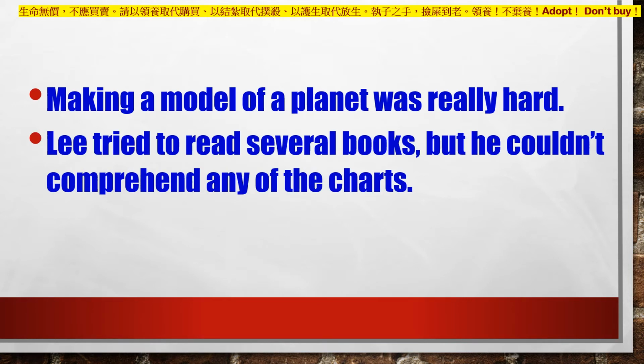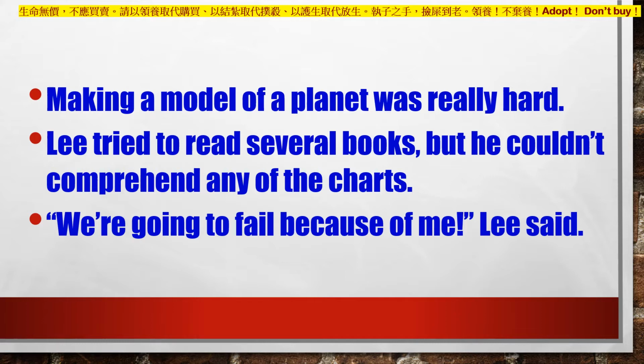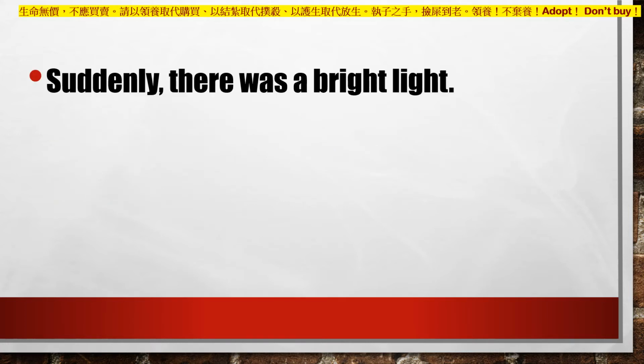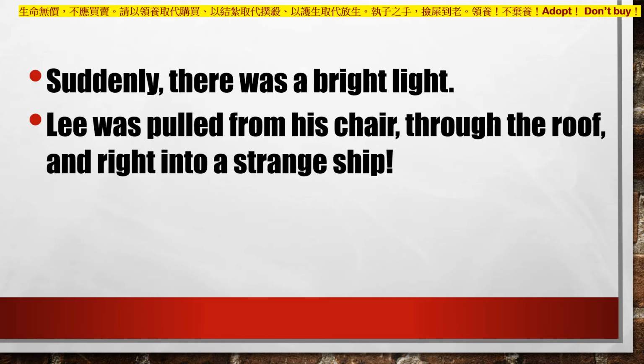Lee tried to read several books, but he couldn't comprehend any of the charts. "We're going to fail because of me," Lee said. He put his head down on the table and said, "I wish I could see a planet instead of having to read about it." Suddenly, there was a bright light. Lee was pulled from his chair, through the roof, and right into a strange ship.